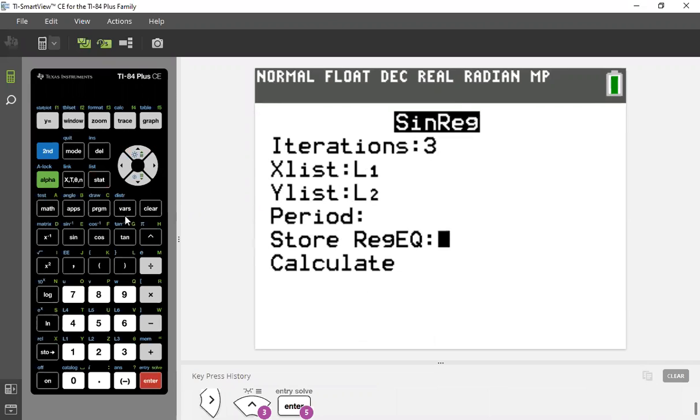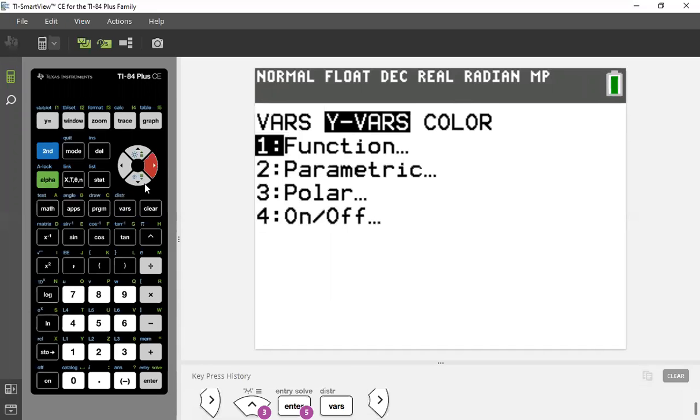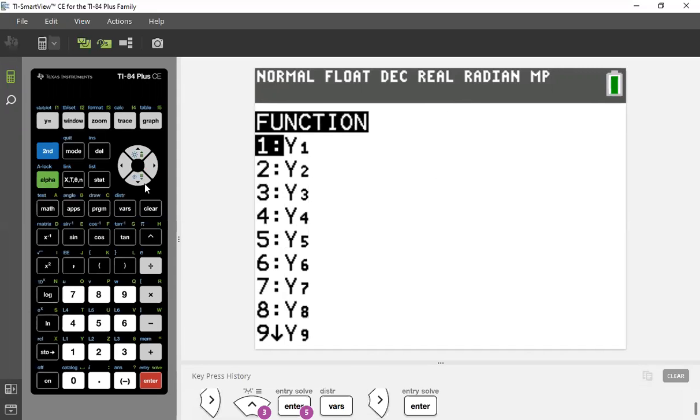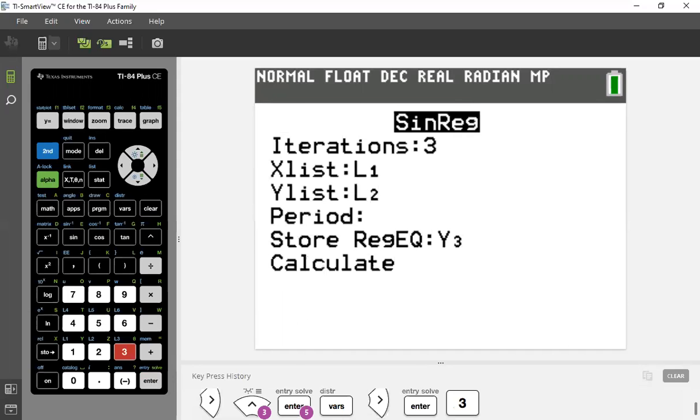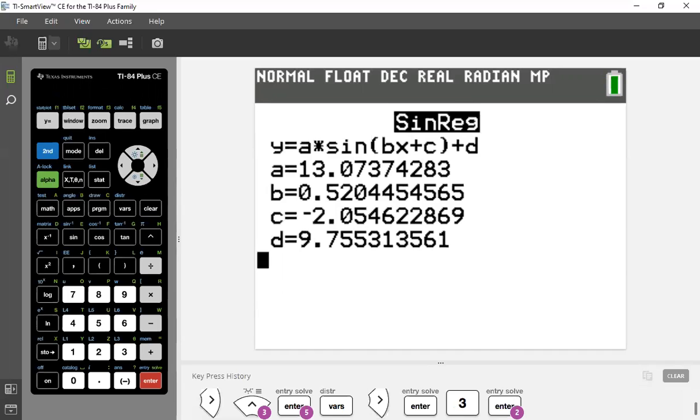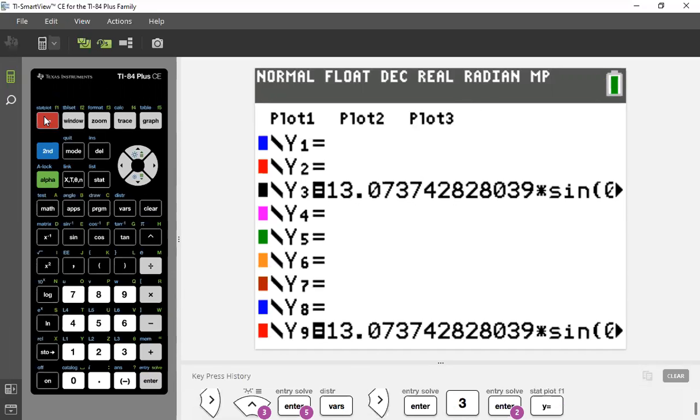I'll store it by going vars beside my clear button, over to yvars, function, pick any one you want. I'll pick y3 for giggles. No, it doesn't matter. And there's our equation. Now, what we're going to do here is always use that full regression equation. There it is. I've got it in y3 and in y9. I've clearly done this before. And so now all we want to do is change our window settings.